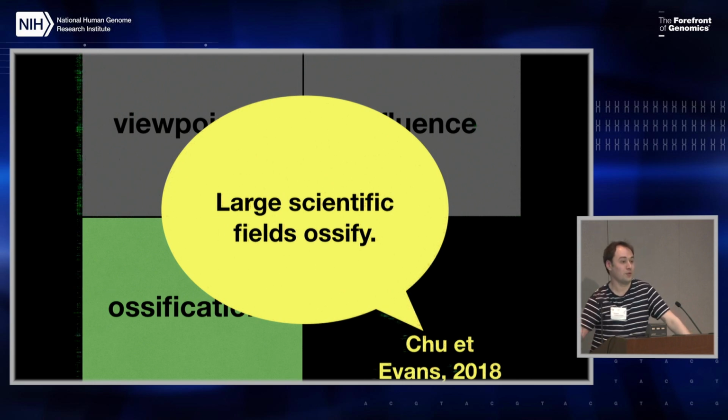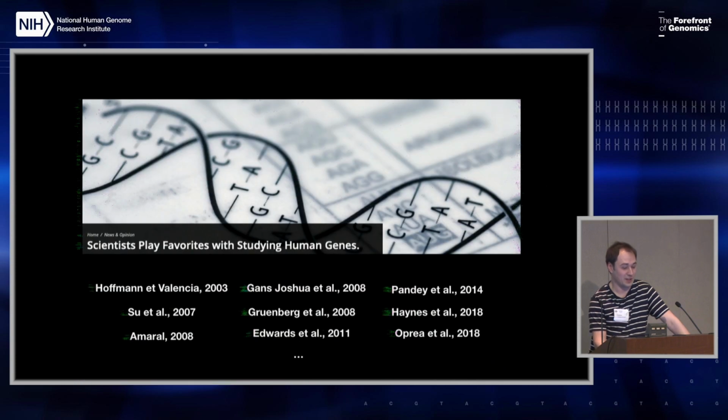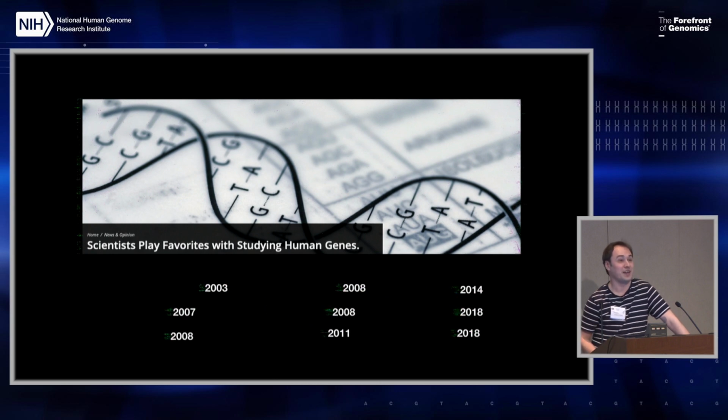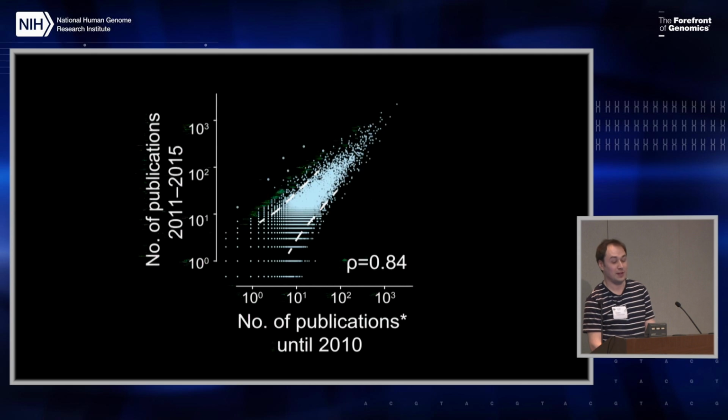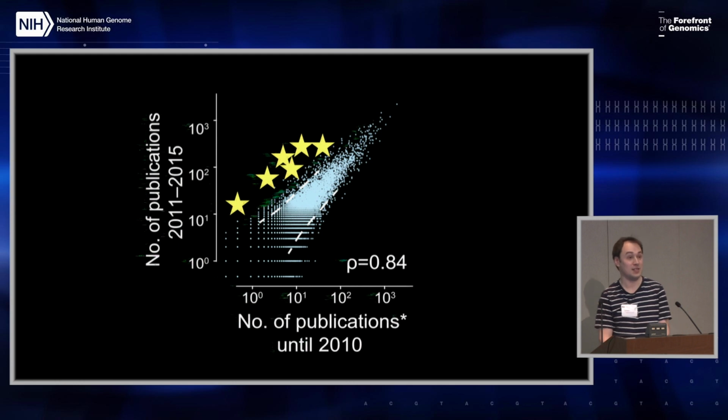But let's first look at ossification in a little bit more detail. You've already seen this slide. The publications that mark this finding have been published several years apart. Here we have a scatter plot, each dot being an individual gene, comparing the number of publications in the years up to 2010 with 2011 to 2015, and they're largely correlated. Only around 6 genes strongly deviate from the general distribution, meaning that they're much more studied than anticipated by past trends.